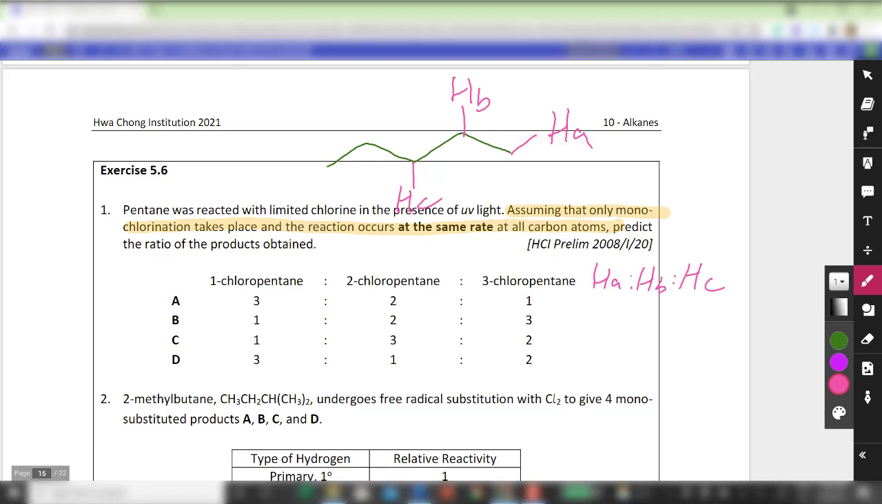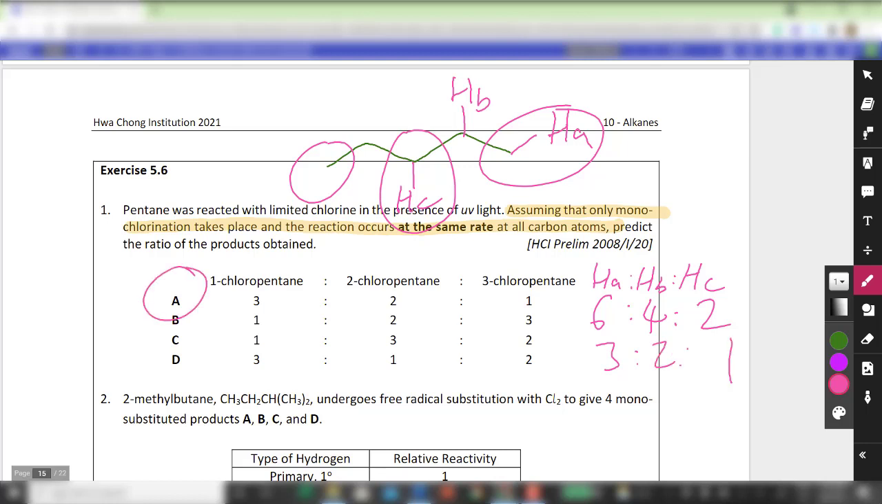If you take a look at the ratio of HA to HB to HC, in total there are 6 HA because the CH3 is mirrored on the other side as well. So there are a total of 4 HB and a total of 2 HC because there are only 2 unique ones in the middle. So the simplest ratio will therefore be 3:2:1. So I will choose option A as the answer. This is also very clear because replacing HA will give me 1-chloropentane, replacing HB will give me 2-chloropentane, and HC will give me 3-chloropentane. So that's how you should look at it.